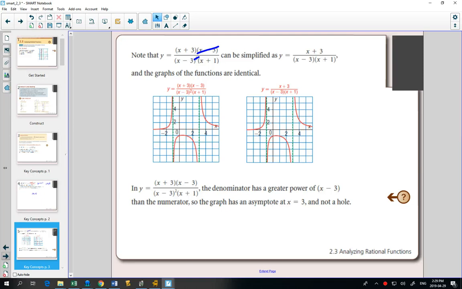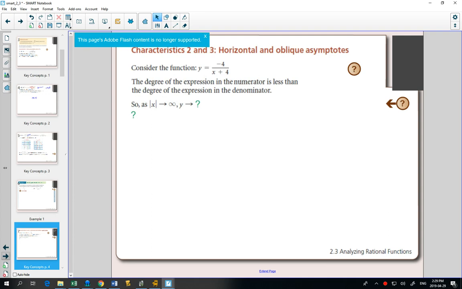So that's characteristic 1, and after we go through characteristic 2, I'm going to write out steps that we're going to follow when we're graphing these rational equations by hand, which will help us do things systematically. We will do example 1 after we go through characteristics 2 and 3.